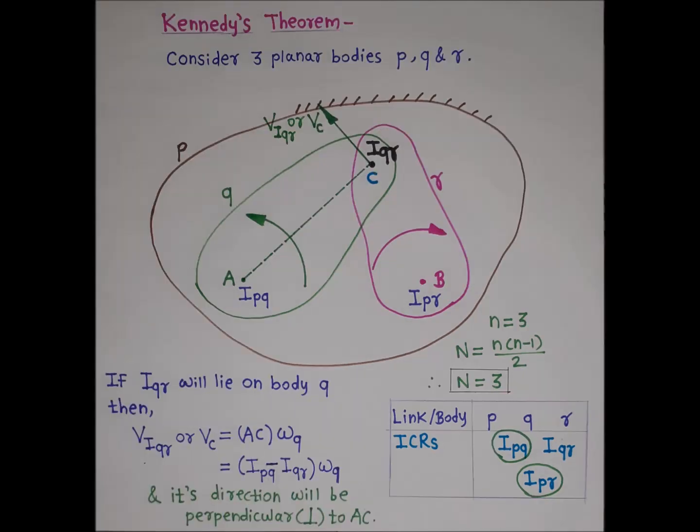ICR IQR can lie either on body Q or on body R. If IQR will lie on body Q, which is rotating in anticlockwise direction about center A, then velocity at ICR IQR, that is VIQR, or velocity at point C, that is VC, will be given by relation VIQR or VC is equal to AC into omega Q, where omega Q is instantaneous angular velocity of planar body Q. Therefore, VIQR or VC is equal to distance between ICR IPQ and IQR multiplied by omega Q, and its direction will be perpendicular to AC as shown on the screen, as body Q is rotating in anticlockwise direction about center A.